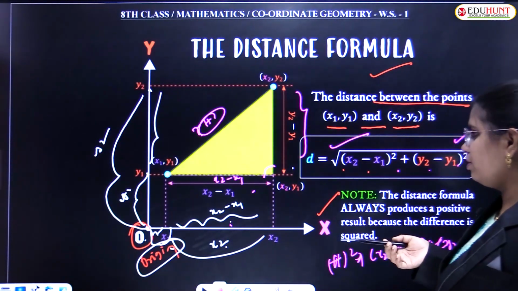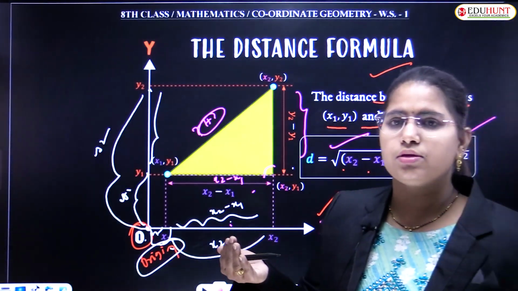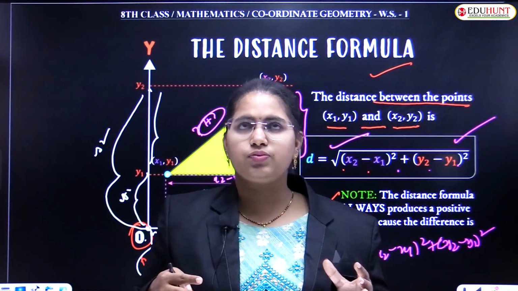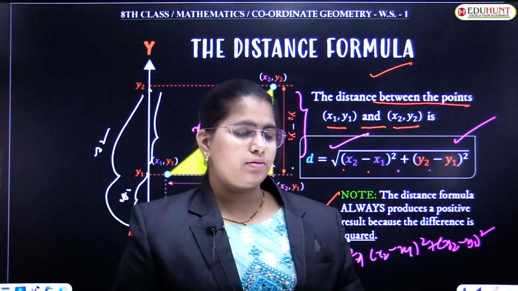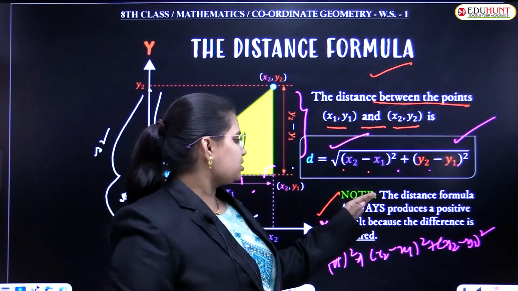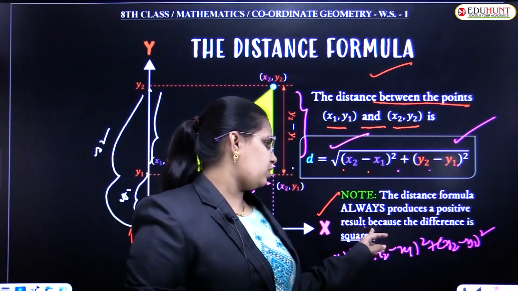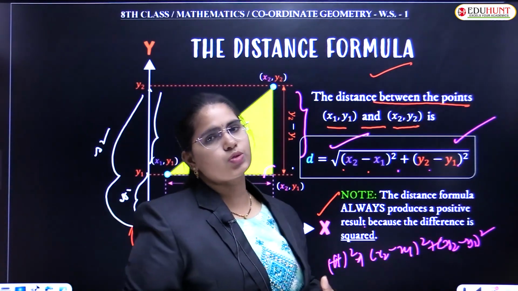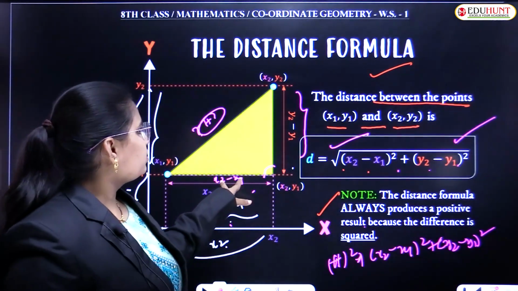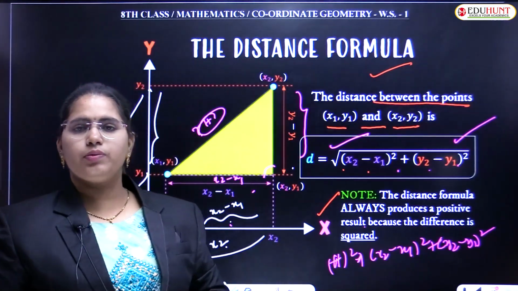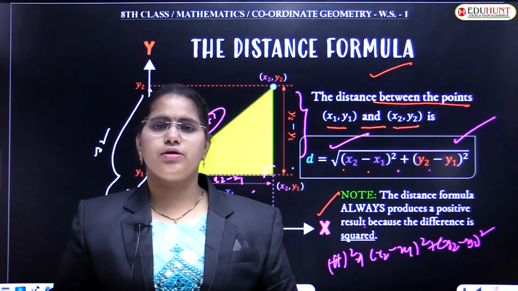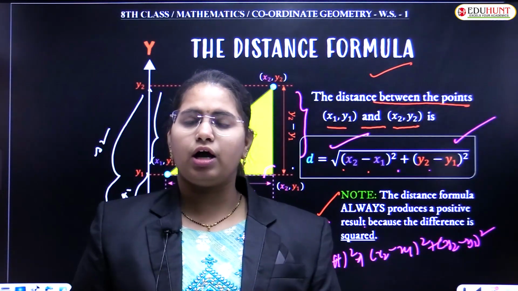Understood? So if I have any two points, what is the distance formula? Under root x2 minus x1 whole square plus y2 minus y1 whole square. Am I clear? Right. So what is the noteworthy point I have told you? The distance formula always produces a positive result because the differences are squared. So even though you got a negative value, it is being squared, right? The distance always becomes positive. Understood? So this is the concept in coordinate geometry.